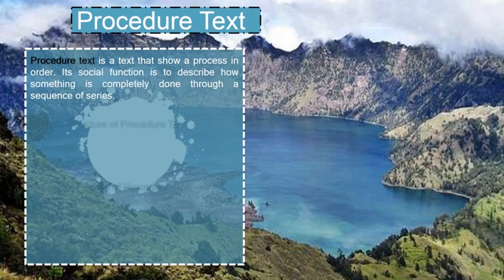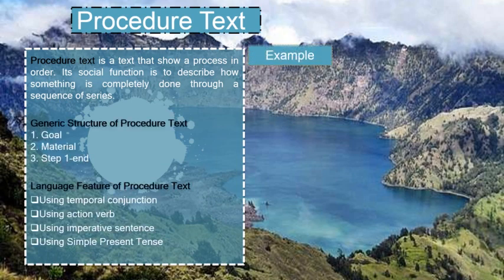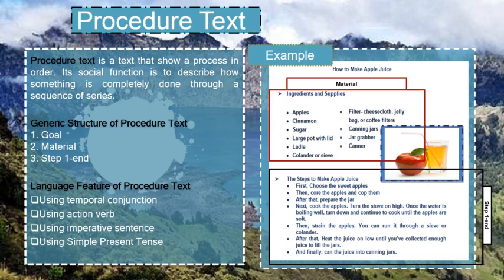Procedure text is a text that shows a process in order. Its social function is to describe how something is completely done through a sequence of series. Generic structure of procedure text. First is the goal, second, the material, and third is the step by step.